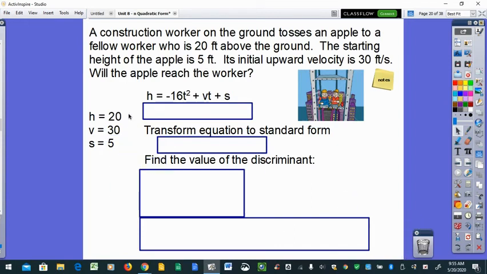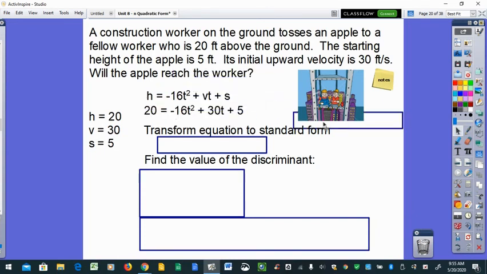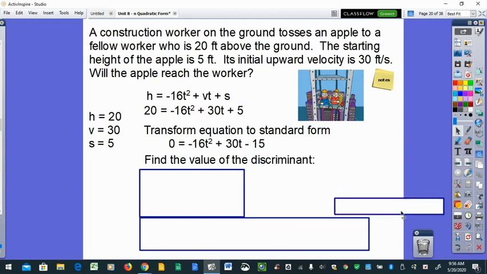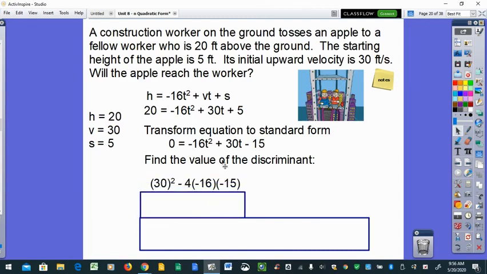Now we're going to substitute those in appropriately, right? Okay, we are not ready to go right now, because we need a 0 over here. So we're going to subtract the 20 from both sides. And now we are ready to use our discriminant. We need b squared minus 4 times a times c. So we're not looking at these over here. We're looking right here. So b squared would be 30 squared minus 4 times the negative 16 times the negative 15.